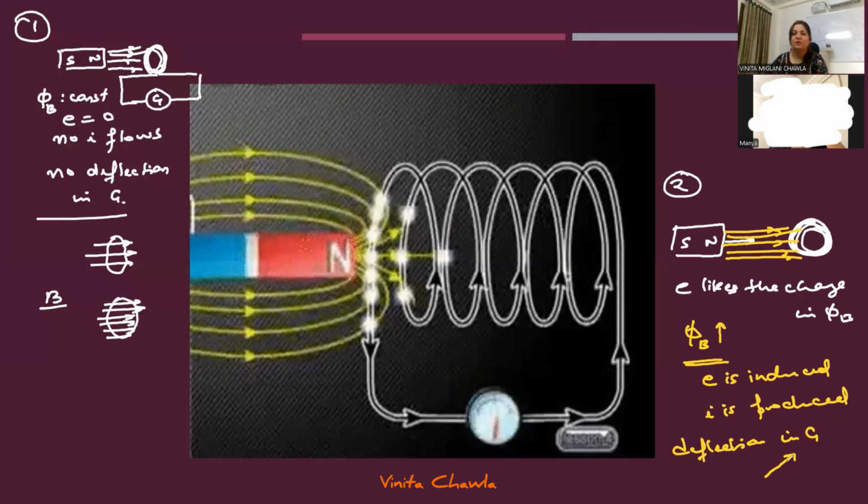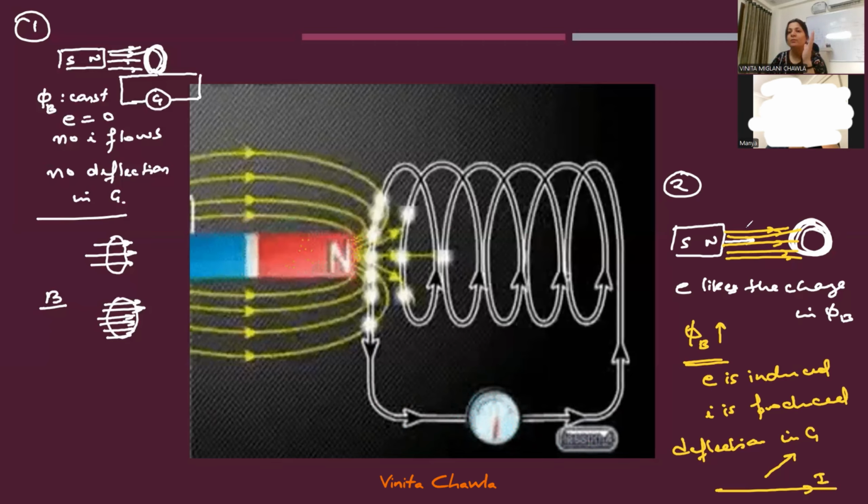Basically, it indicates the direction of current. If the galvanometer is going in this direction, it means current in the wire is flowing in this direction. Right? And one more thing, if we move the magnet, there is one more situation: whether we are moving the magnet slowly or fast.